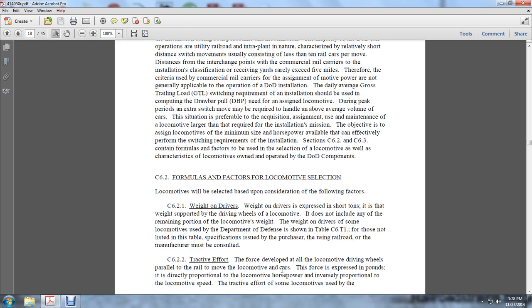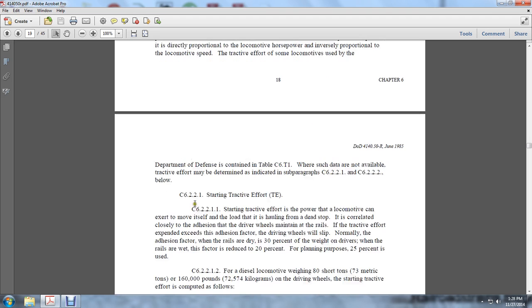Traction effort is the force developed by the locomotive driving wheels parallel to the rail to move the locomotive and cars. The force is expressed in pounds, directly proportional to the locomotive horsepower and inversely proportional to the locomotive speed. The tractive effort of some locomotives used by the Department of Defense is contained in Chapter 6, Table 1, and should be used where such data are available. Traction effort may be determined as shown in Chapter 6, Part 2, Section 2 below.